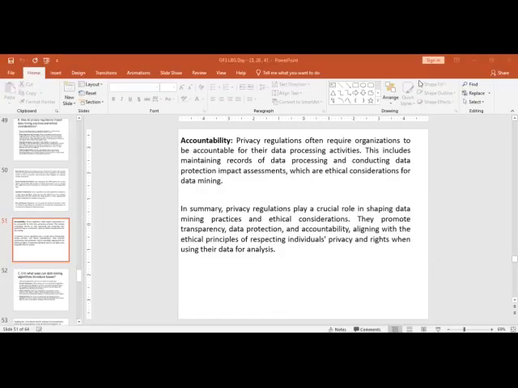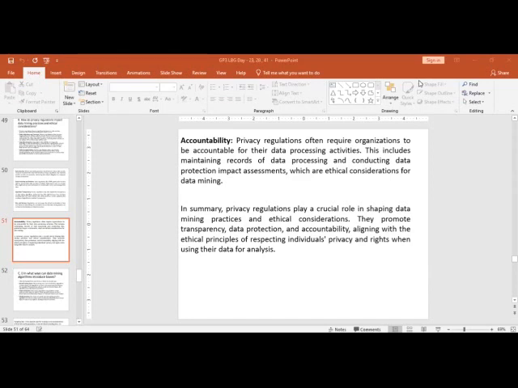Accountability. Privacy regulations often require organizations to be accountable for their data processing activities. This includes maintaining records of data processing and conducting data protection impact assessments, which are ethical considerations for data mining.